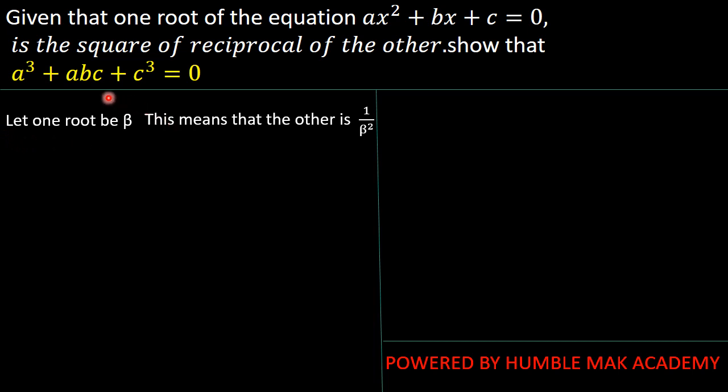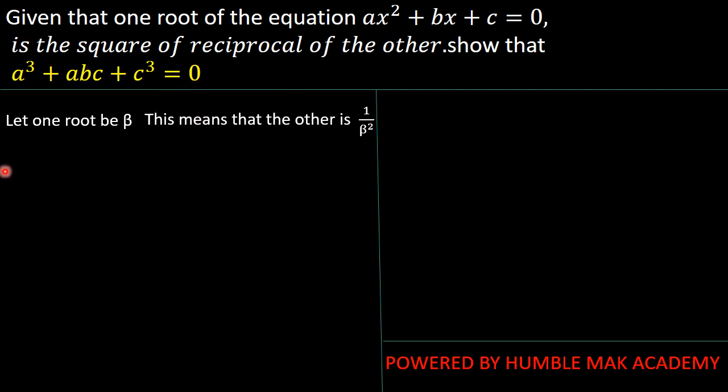You could still let one of the roots be beta, and the other be 1 over the square root of beta. Just check that out. I think you still have the same answer. So you can either let one of the roots be beta and the other 1 over beta squared, or you let one be beta and the other 1 over the square root of beta. Because beta is the same as the square of the reciprocal of 1 over the square root of beta. Good.